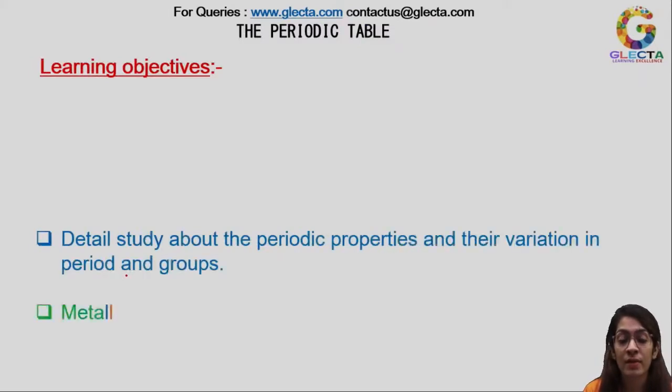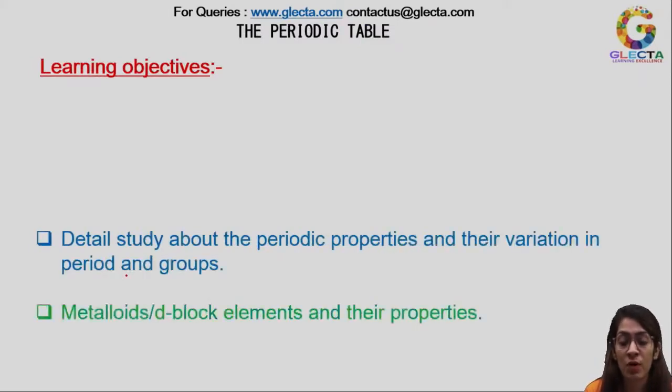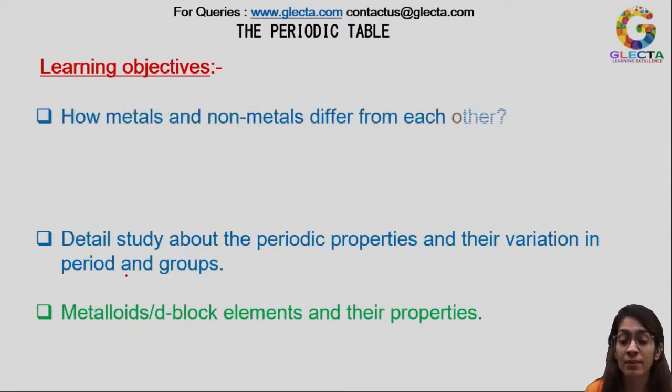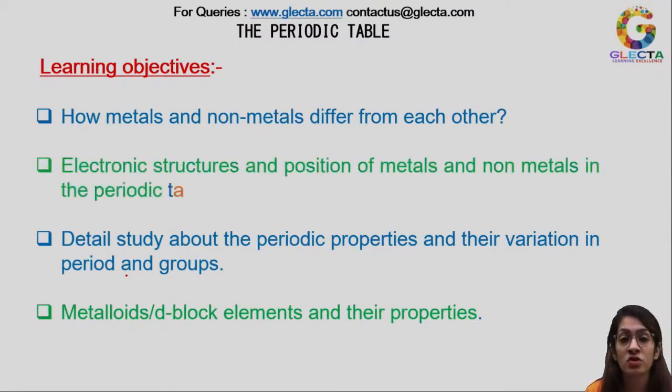So the learning objectives for the day would be a detailed study about the periodic properties and the variation in the periods and groups, then what are metalloids, D block elements and their properties, how metals and non-metals differ from each other, then the electronic structure and position of metals and non-metals in the periodic table.